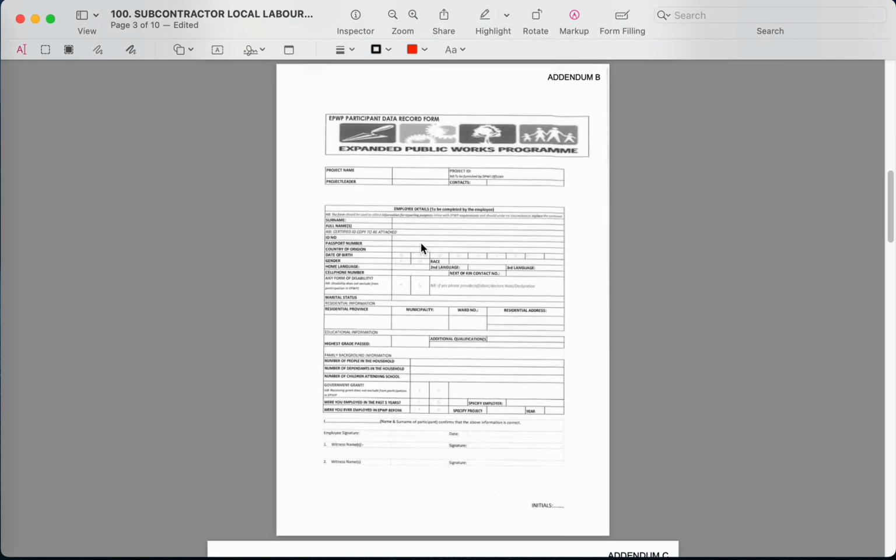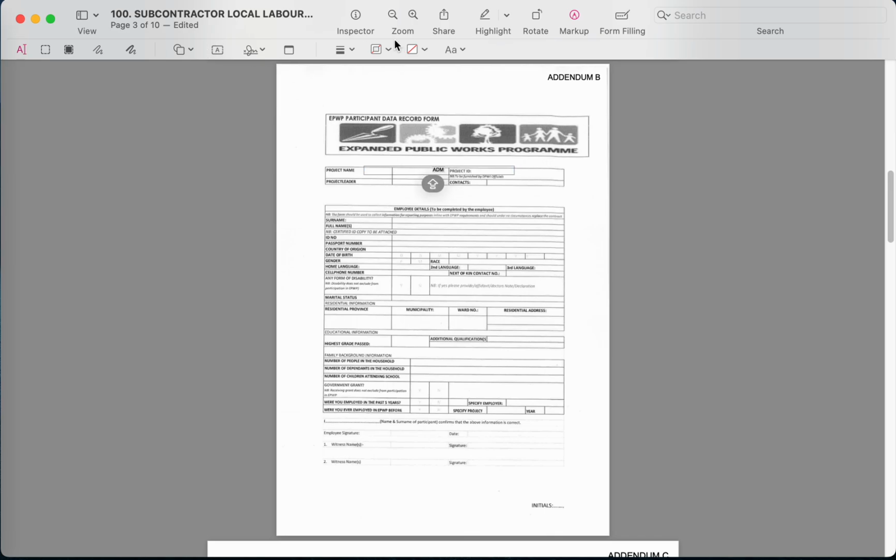So addendum B, you would be familiar as a contractor, is the EPWP form, the so-called Expanded Public Works Programme. So this needs to be filled fully. However, this part here, which maybe I should try and highlight, where it's project name and so on, let's leave this part. The office will fill this part.